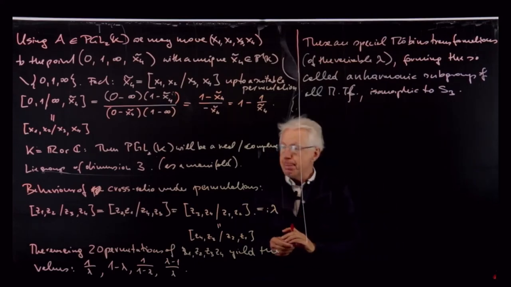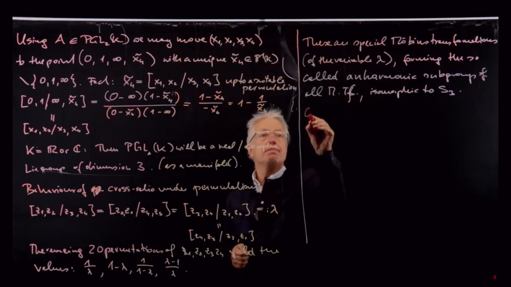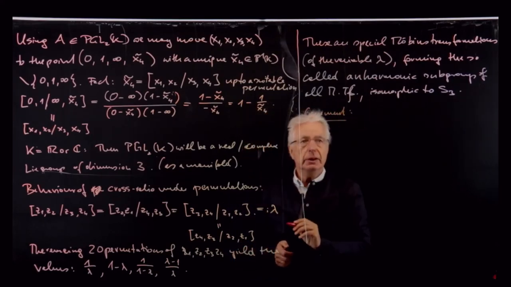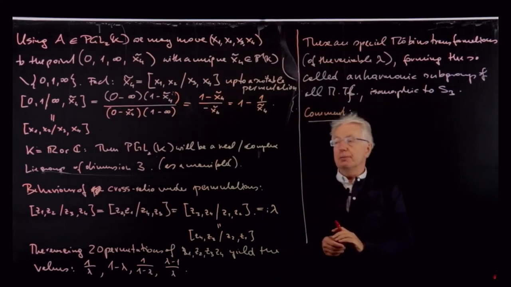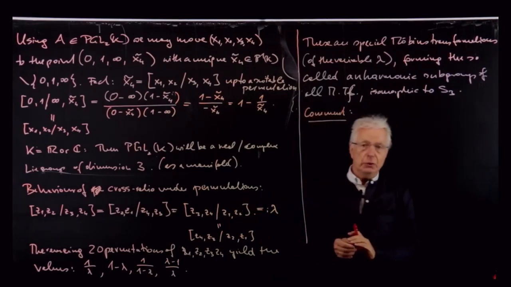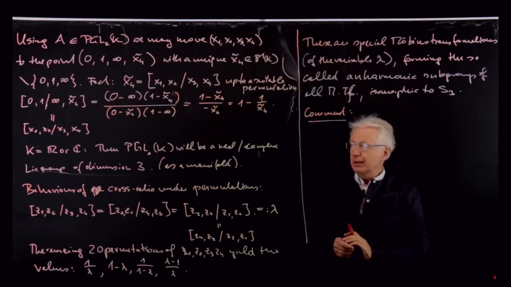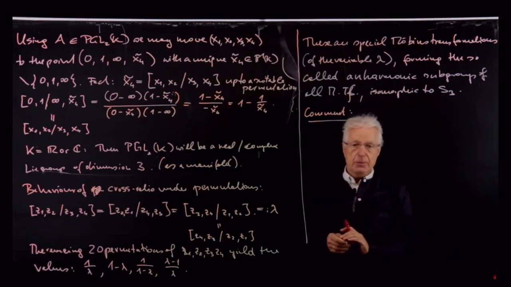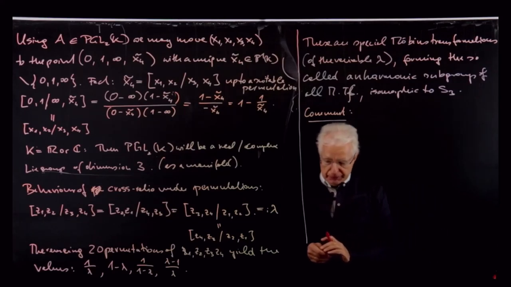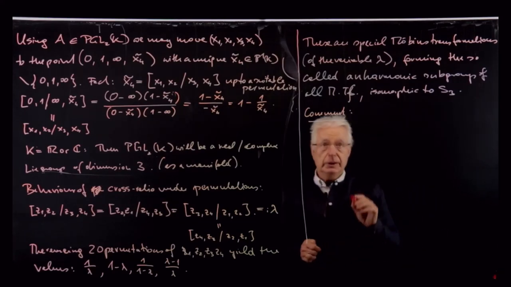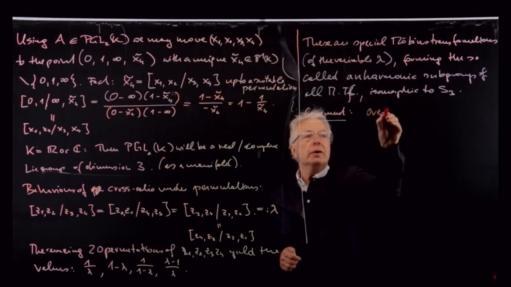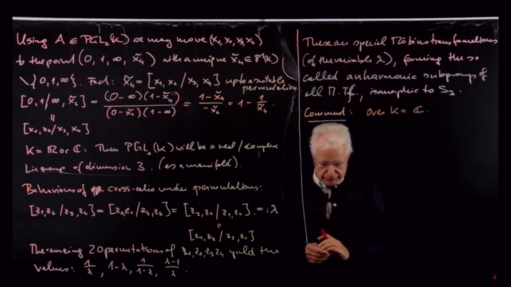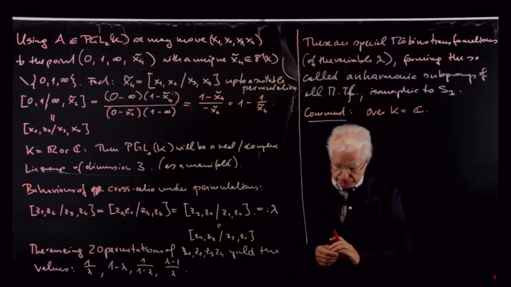Now, one more comment, and then we will talk a little bit about the history. So there are many stories about cross ratios. No? If you look up the literature on the internet, you will find many nice properties. One nice property is the following: over k equals C, we have the following.